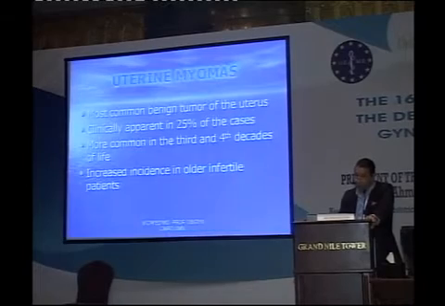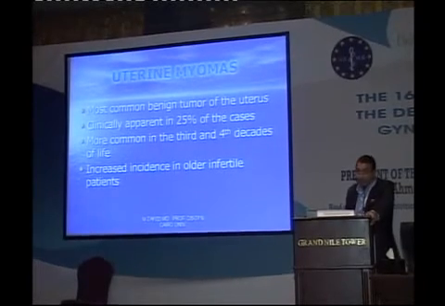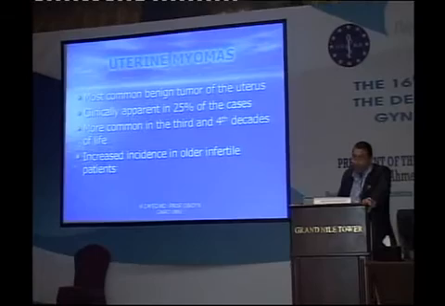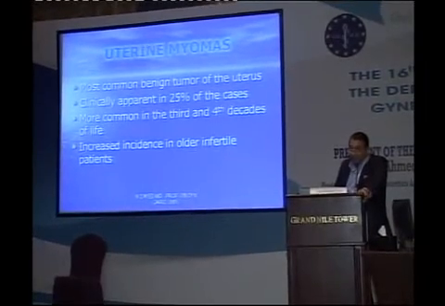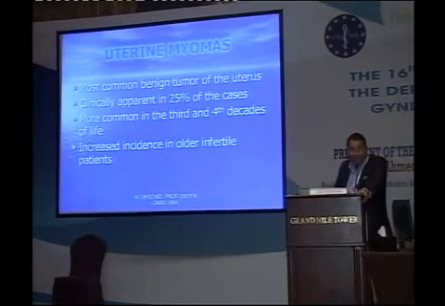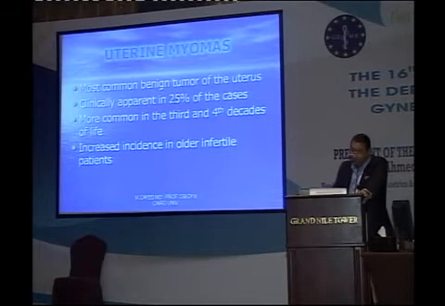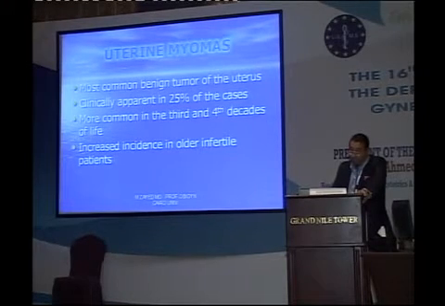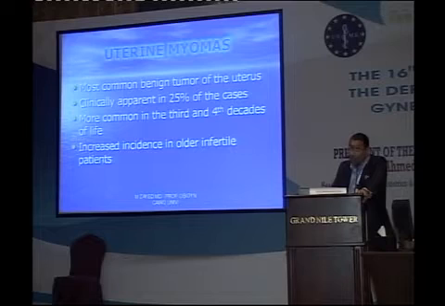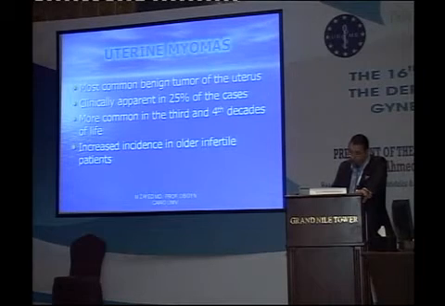So we all know that uterine myomas constitute the most common benign tumors of the uterus, present in about 25% of cases with clinical presentations. The most common age of presentation is the third and fourth decade. And we know that we have an increasing incidence in infertile patients because of the late marriage.